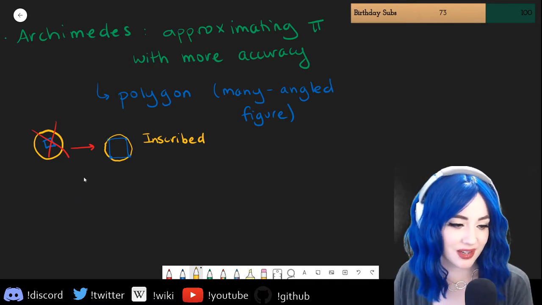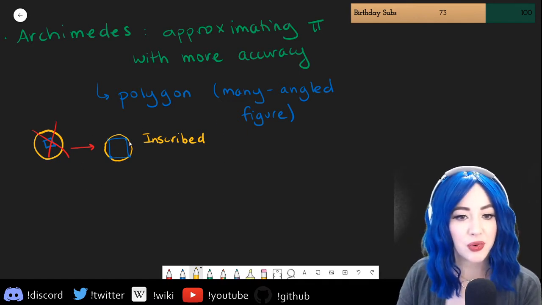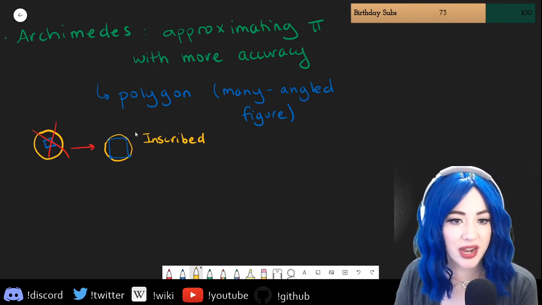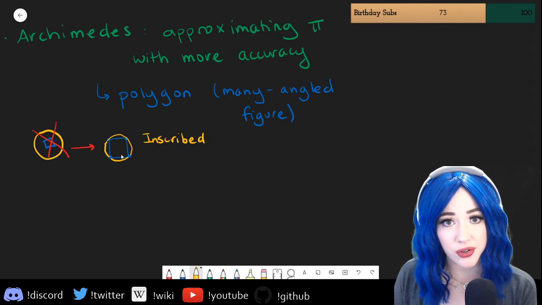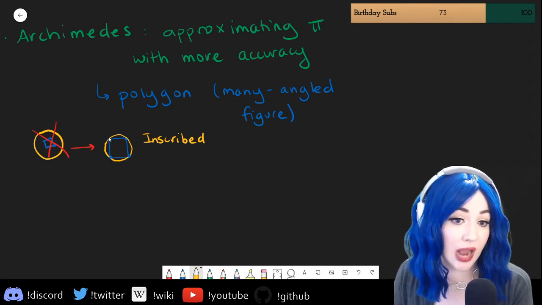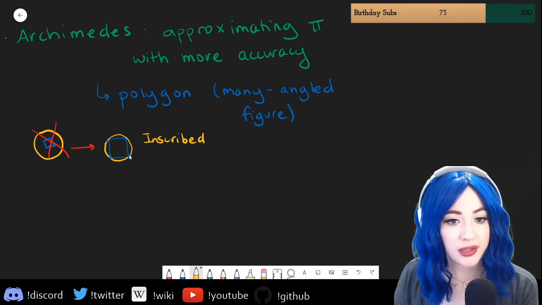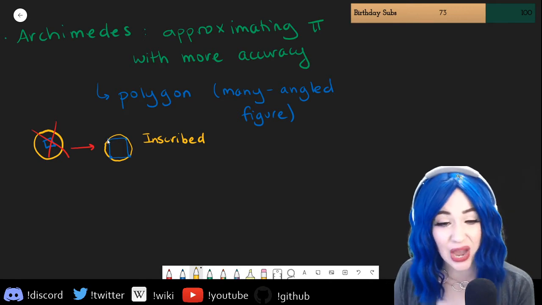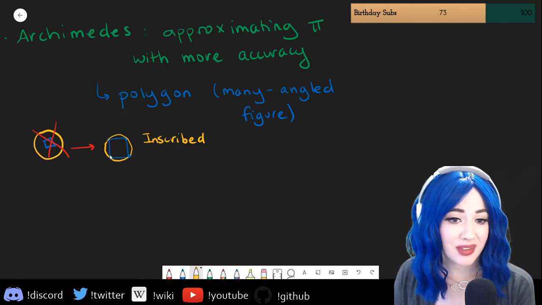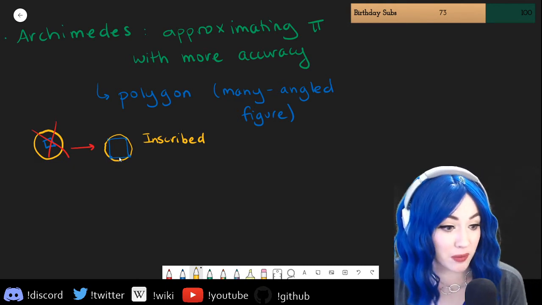Okay. So if we don't know how to calculate the circumference of a circle, what we can do is inscribe a polygon and kind of guess and calculate the perimeter of that polygon, and maybe it gives us a little bit of an approximation.